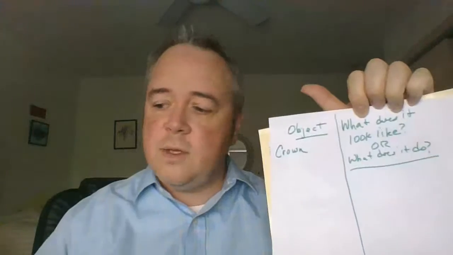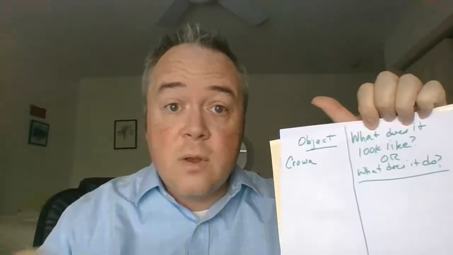is to think about what it looks like, or what it does. That's the second column, the second thing that we're going to think about. What you can do is write long about that, or talk long about that.